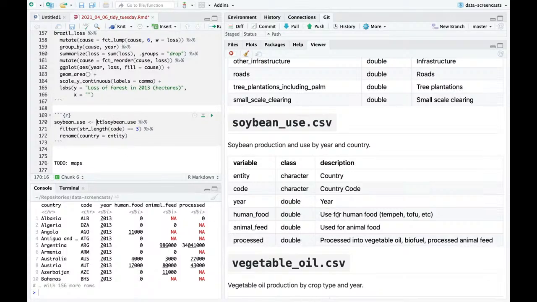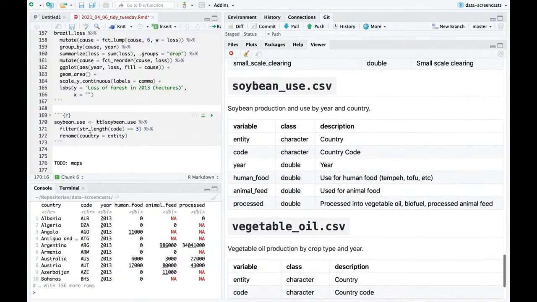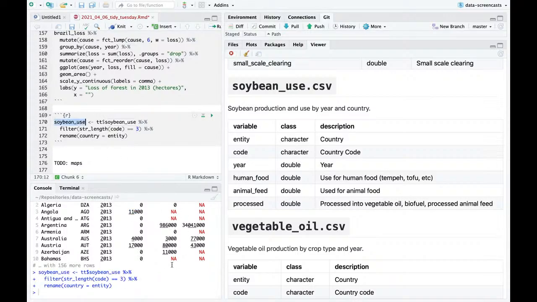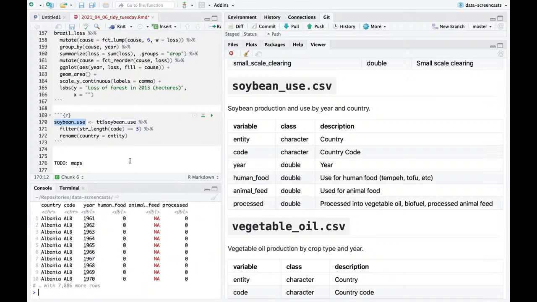What is the unit of these? Tons or something? I have no idea what the unit of 11,000 human soybean in Angola is. I don't know. Is it tons? Is it pounds? Is it number of beans? Probably not. I don't know. But if somebody sees that, let me know.